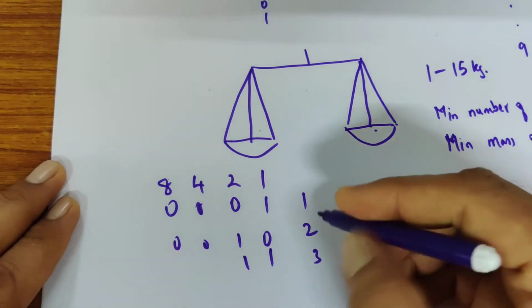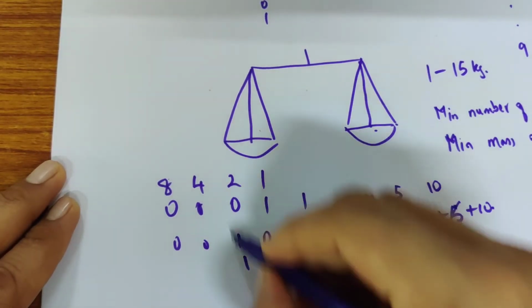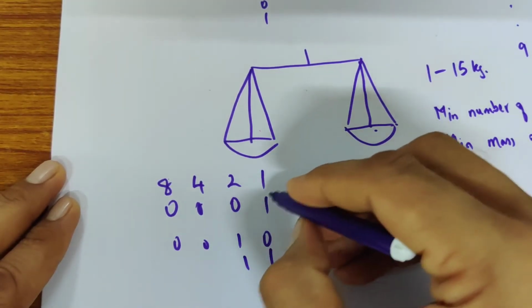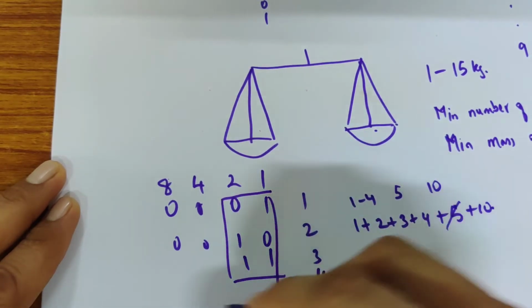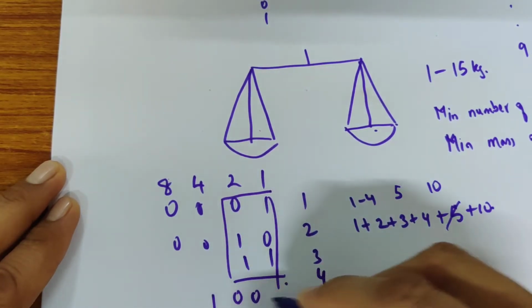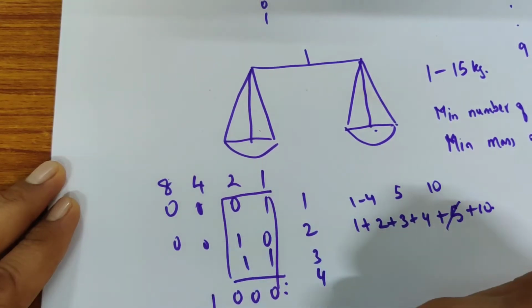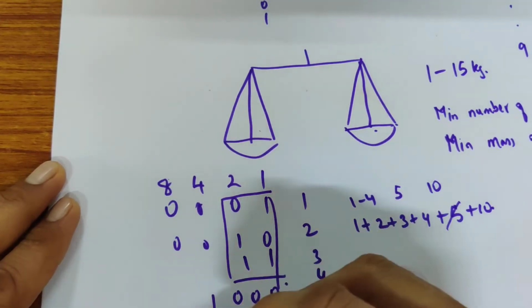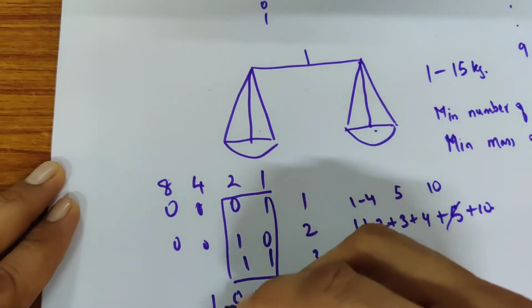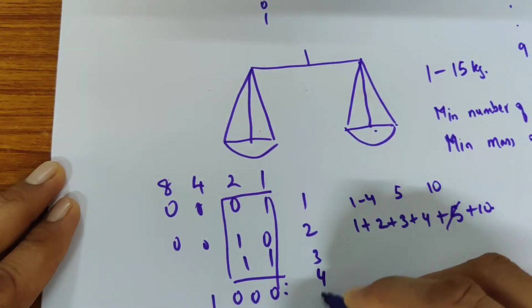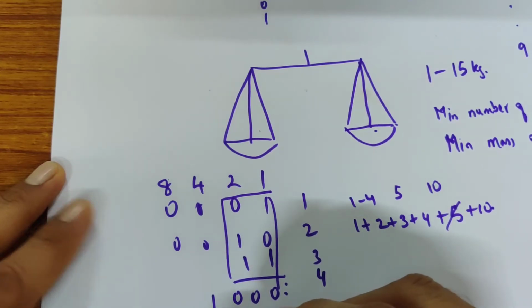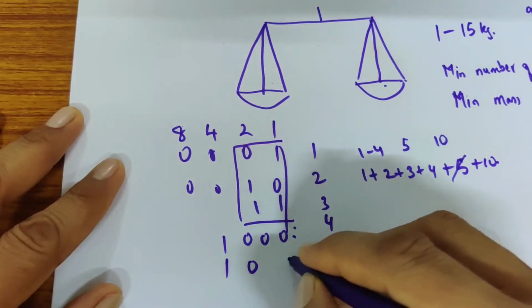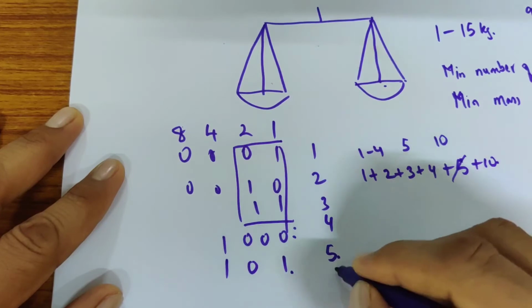Then if I have 4, I can't do it with this. I cannot do it with this. I need to go into 1, 0, 0. I have only 4. But when I have 5, I have 4 plus 1. So 5 will be 4 plus 1. 6 will be.